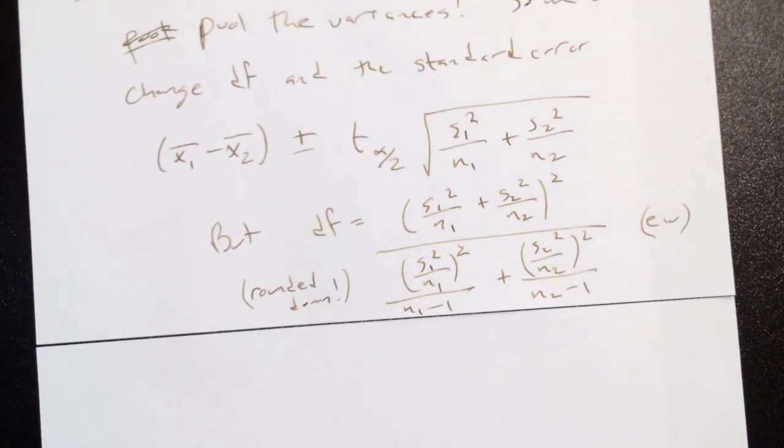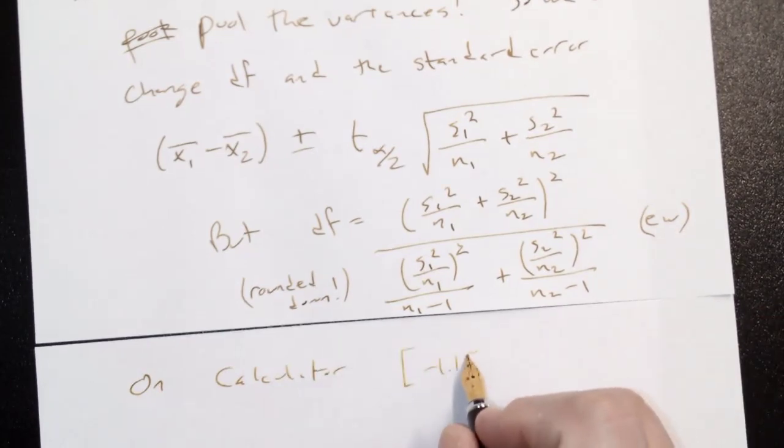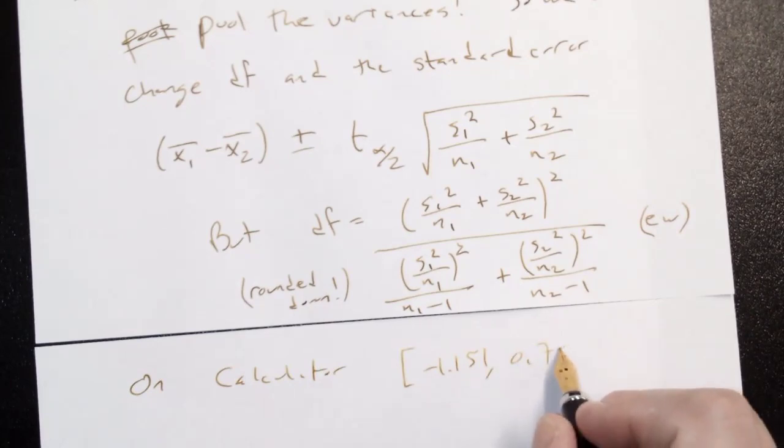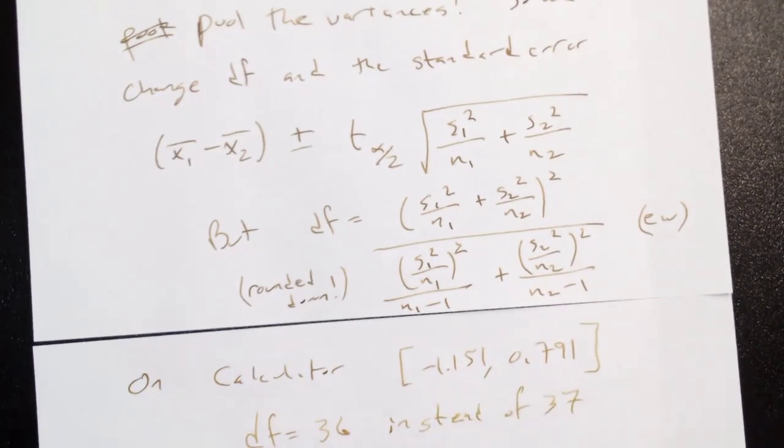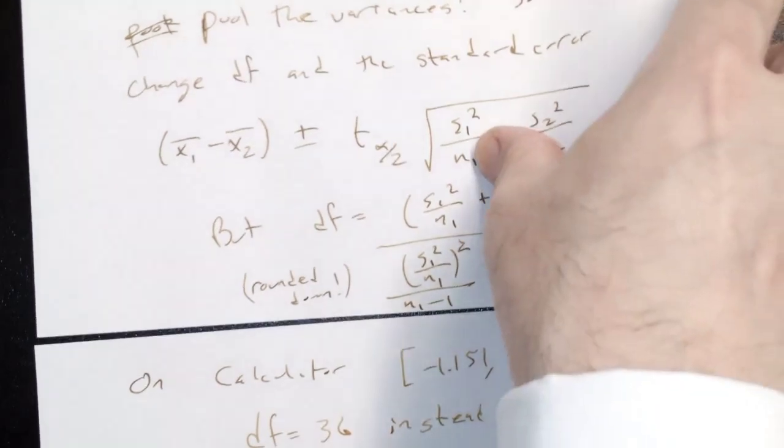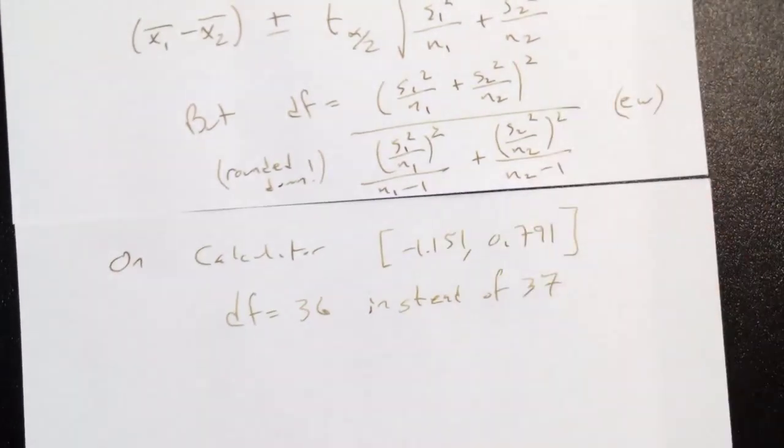Now, I could do something else. I could also ask you to do what you did in chapter 8 and do a confidence interval for each individual mean.